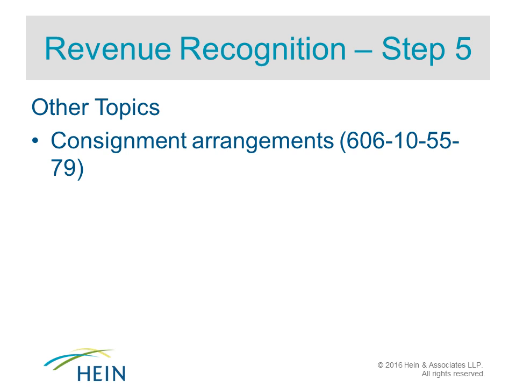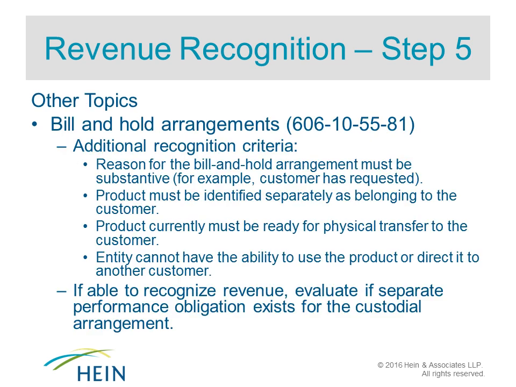So again, there's not a lot of difference, really much difference, any difference from legacy GAAP, but you need to just look at the indicators. If it appears you may have consignment arrangements, look at these indicators to make that determination. And again, we'd defer the revenue in those scenarios until it's sold through by the customer.